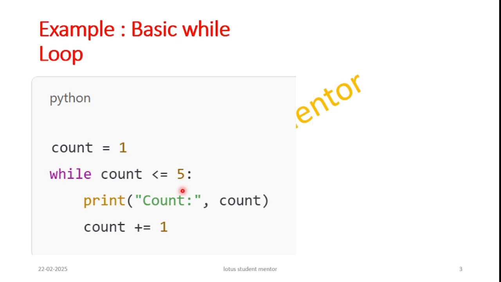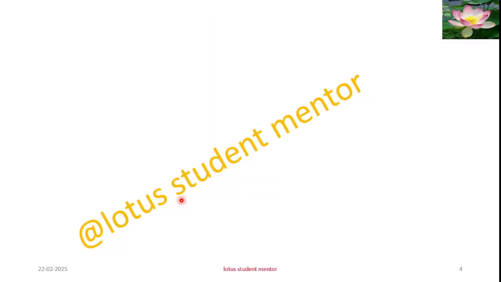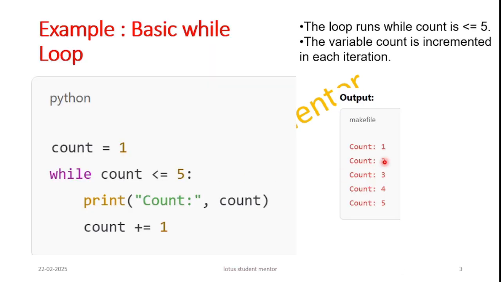Alright, let us take the practical demonstration of this simple basic while example, and we are going to see one more case. The output of this is count 1, count 2, count 3, count 4, count 5. When count 5 crosses its iteration, the termination takes place.